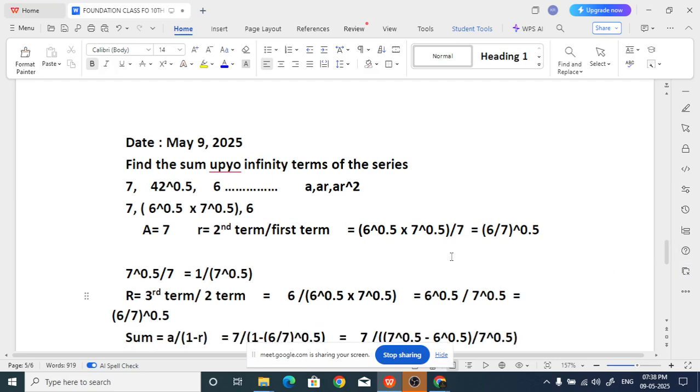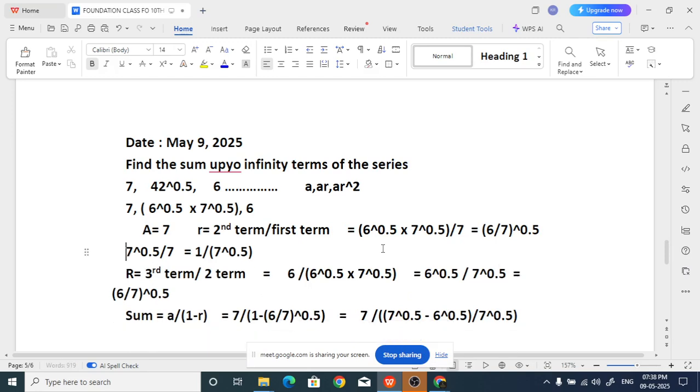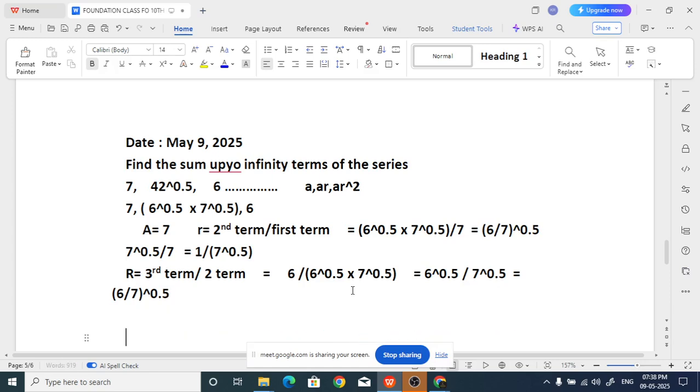Now 6 by 7 is less than 1 or greater than 1? 6 by 7 is lesser than 1. Less than 1. Yeah.